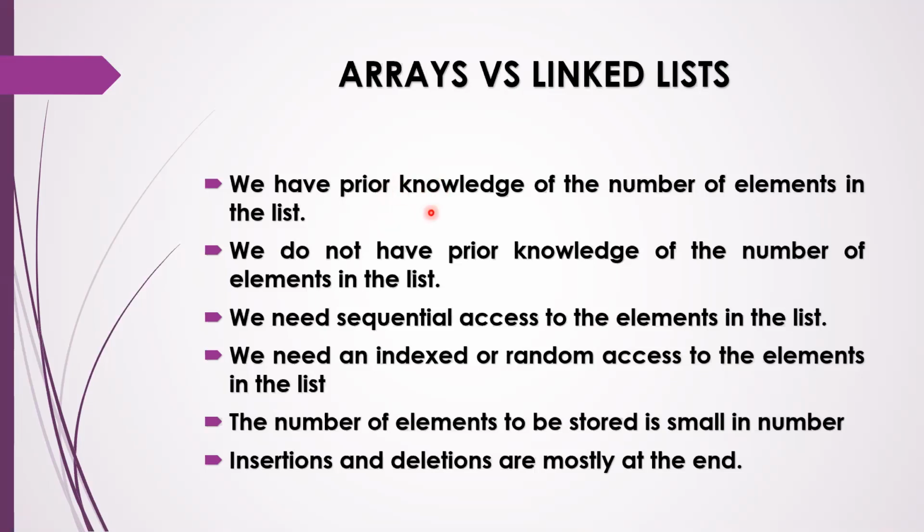So if you already have the fixed number of elements in your hand, and you have to choose which data structure to use, whether to use array or linked list, your natural choice will be array, because array works with the static knowledge of the number of elements beforehand itself. So a natural choice would be array. In the linked list, what happens?